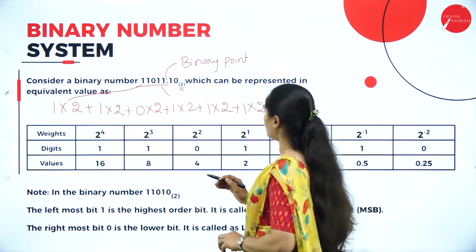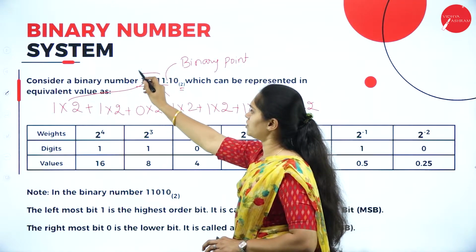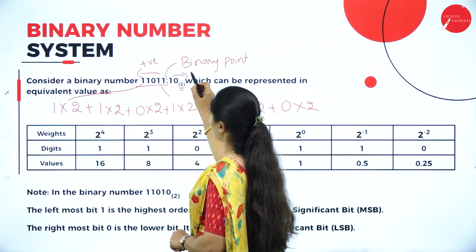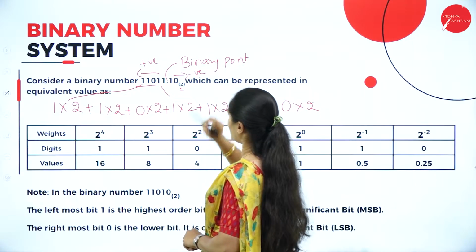Okay. How do we give the weightage? The number which is to the left of the binary point is of positive weightage. The number which is to the right of the binary point is of negative weightage.